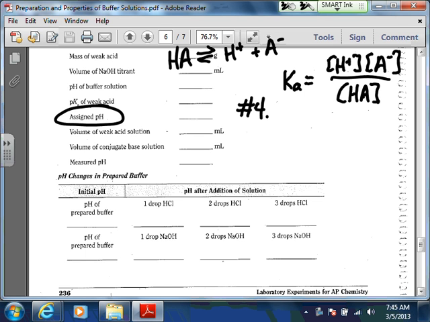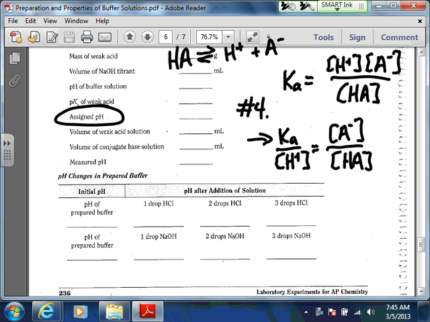Okay. And so what you're going to do here, if you rearrange this so that you've got your A minus over HA, you take your Ka divided by your H plus concentration, and that's going to be equal to the A minus over the HA concentration. All right, so if you know what pH you're supposed to have and you know your pKa, then you can figure out your Ka, you can figure out your H plus, and so you know what your ratio needs to be, okay? And so once you know your ratio, then you can figure out the volume of the acid and the base that you need to add into that solution.